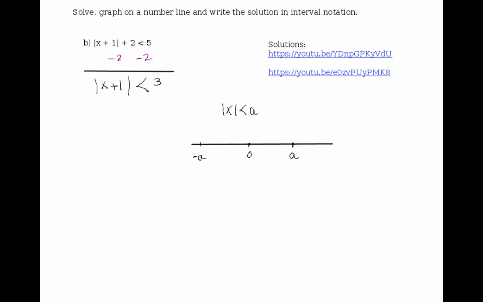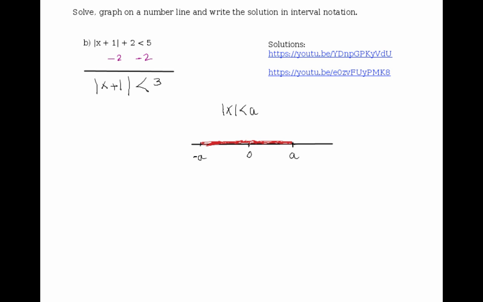In other words, the solution would be all the numbers that are less than a units away from 0. That's the word for it. What are the numbers less than a units from 0? It would be all these numbers, which are less than a units away from 0, and to the left of 0, also these numbers would be less than a units away from 0.